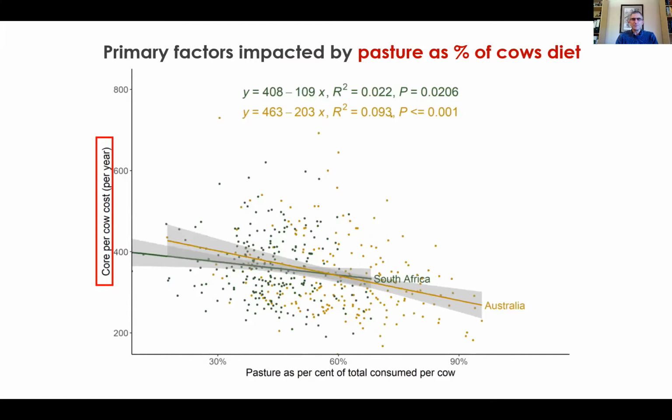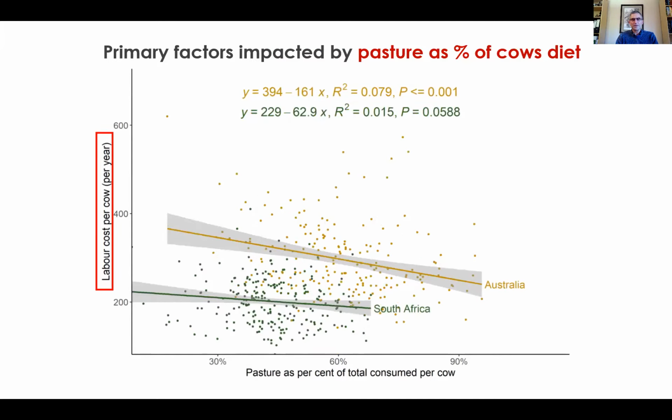This graph outlines the impact of diet pasture percent on core per cow cost. This trend is strong in the Australian data, with increasing diet pasture percent contributing to a decrease in core per cow cost. There is not a similar trend in the South African data.